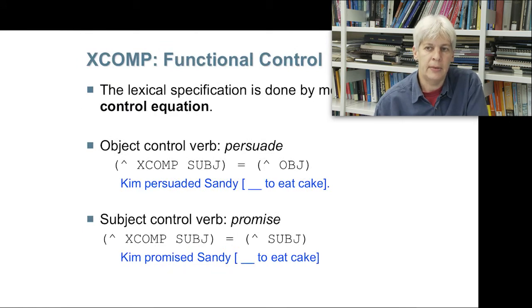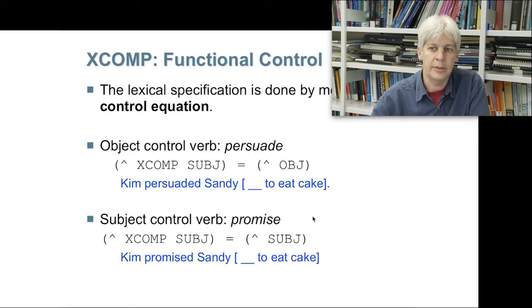Some of the main work is done by a control equation, the lexical specification. As part of the lexical entry for persuade, we have to add this entry: ups ex-comp subject is equal to ups object. The subject of my ex-comp is the matrix object. That's what this says. So this is an object control verb. Kim persuaded Sandy to eat cake. Ups object is Sandy, is the ex-comp's subject.